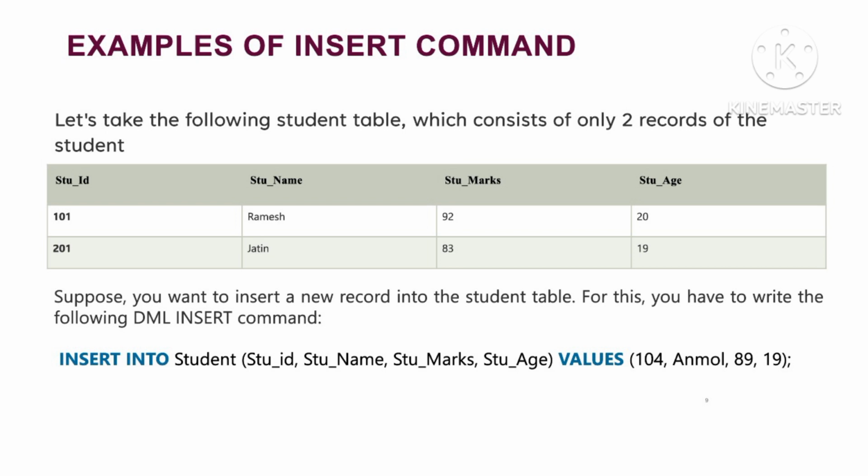At the time of creating the column itself, we would have given the data type. For example, student ID means number, student name means char or varchar. So if you would make a mistake in that, you would get an error message. So we have to be careful while inserting the values.